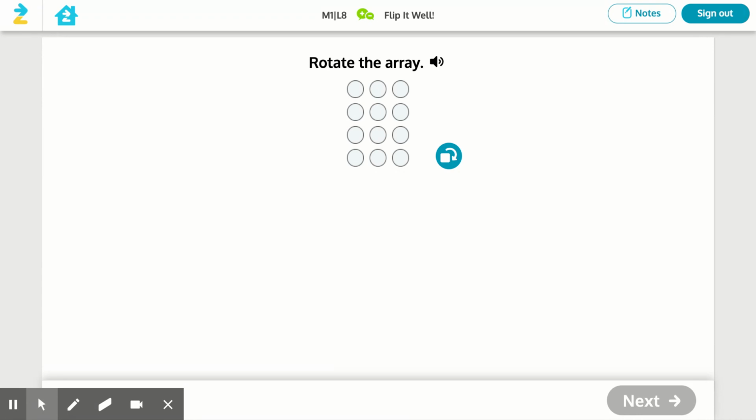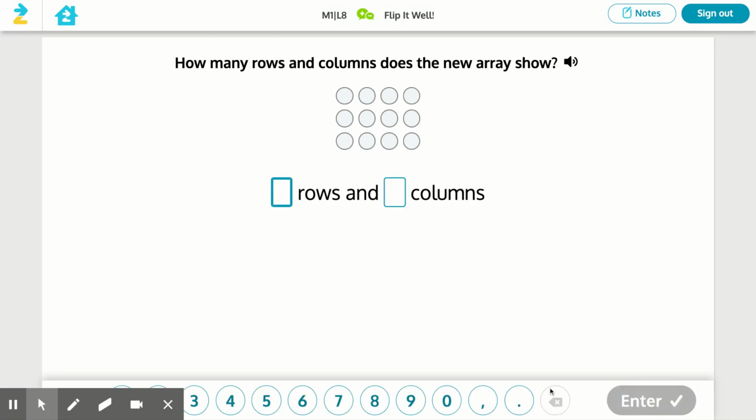All right, so now we're going to rotate our array. How many rows and how many columns does the new array show? In your Nearpod, please tell me how many rows you see. All right, well, let's remember that rows go straight across. There are 1, 2, 3 rows. Now, in your Nearpod, tell me how many columns. Well, columns go straight up and down. 1, 2, 3, 4. This array has 3 rows and 4 columns.